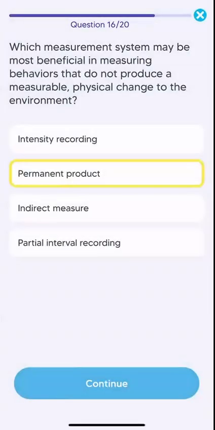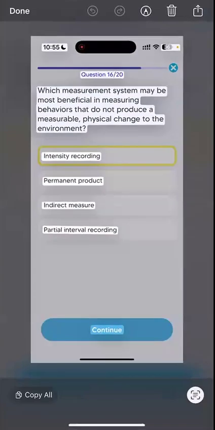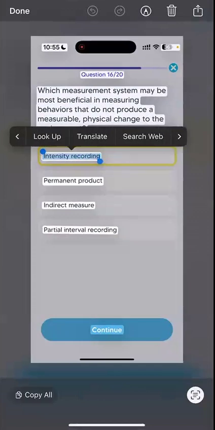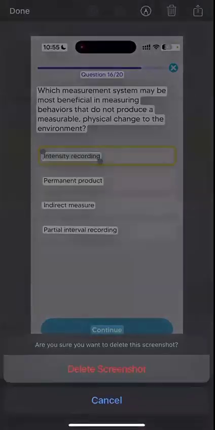That could be the first one or the second one, I don't know. This might be intensity. It will not produce a measurable physical change to the environment. Intensity recording means the amount, how much the behavior is occurring.